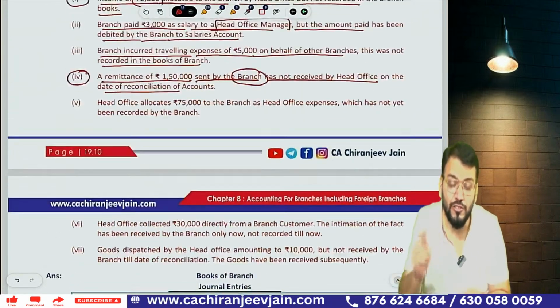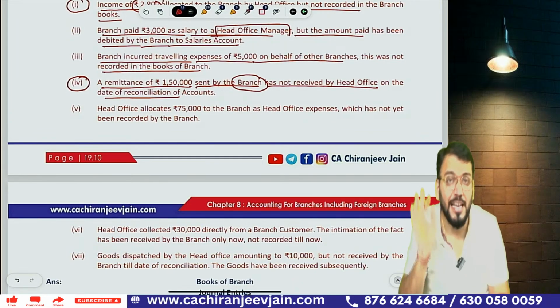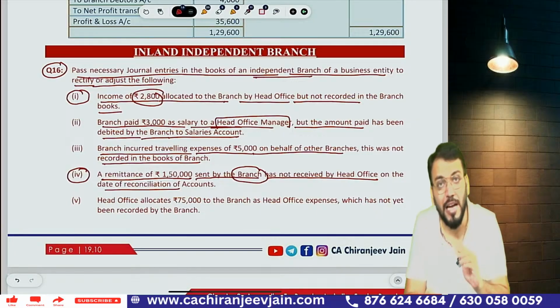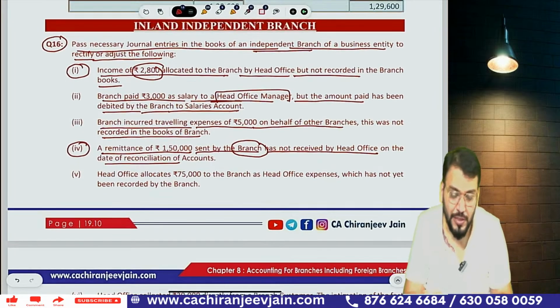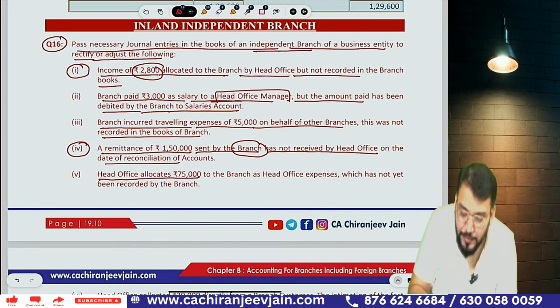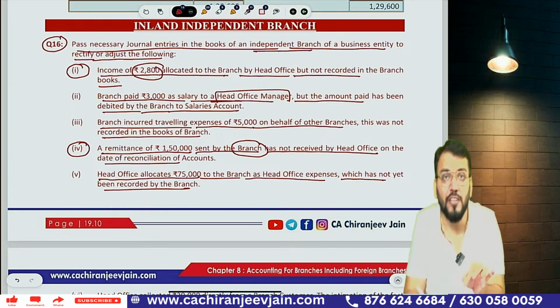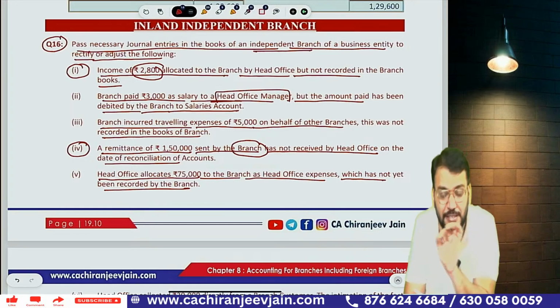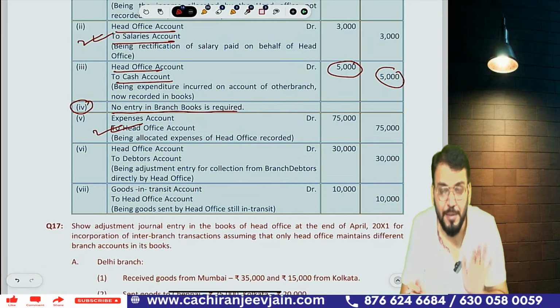Reconciliation will be done by the party which has not received the goods or the cash. In this case, the branch has sent and already recorded a journal entry, so reconciliation will be done by head office in the head office books. Now, head office allocates 75,000 to the branch as head office expense, which has not been recorded by the branch. This becomes the expense of branch, so expense account debit to HO. Point number 5 also done.